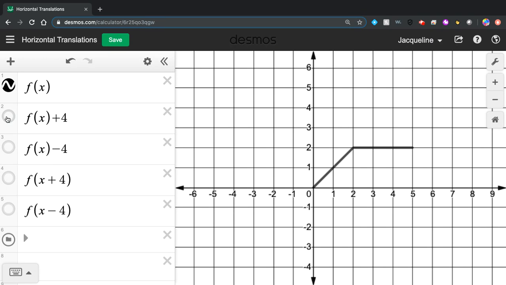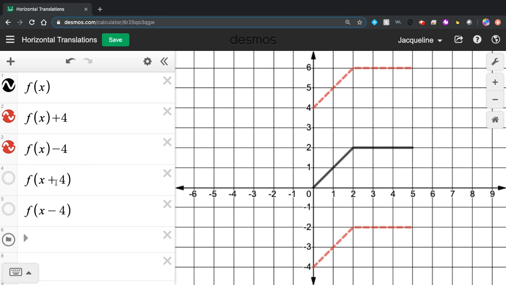So the first one, if I do +4 outside, that ends up above where I started, because when I add outside, that's like adding to y, and adding to y will shift up. What about this next one? As you may have expected, that's going to shift down because now we're subtracting from y.